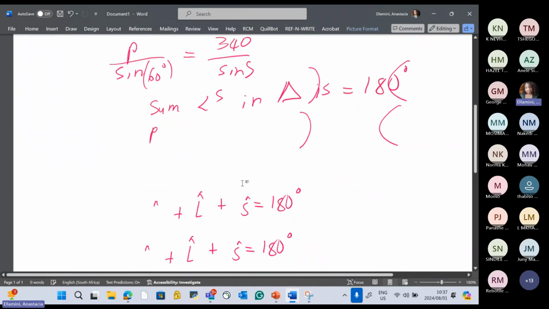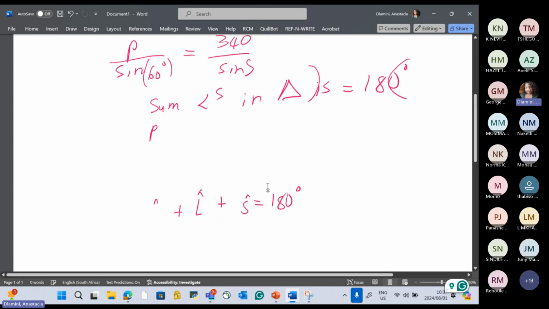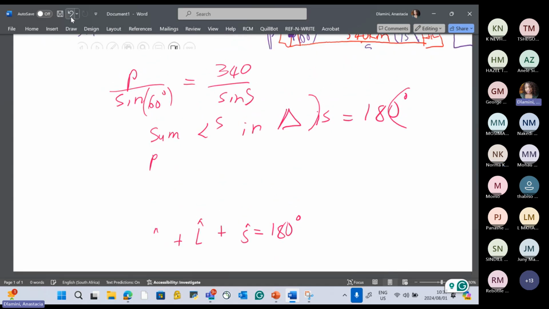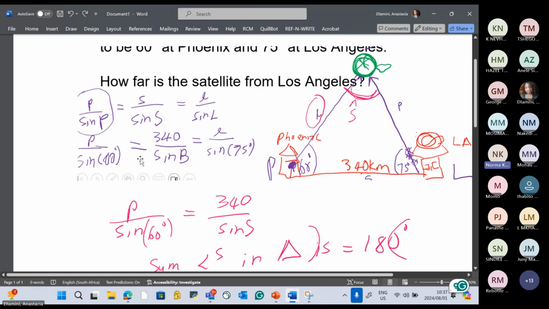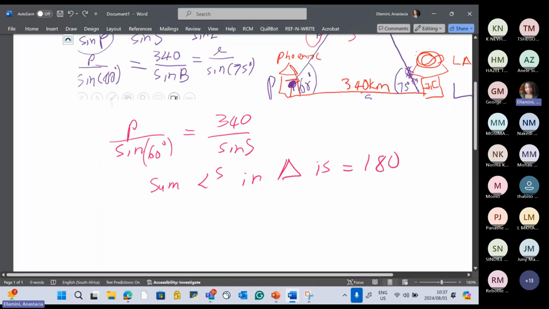Lucky for us, I don't know why the whole thing is moving now. Let me go back, and then go back. Yes, so let me move it with my finger.